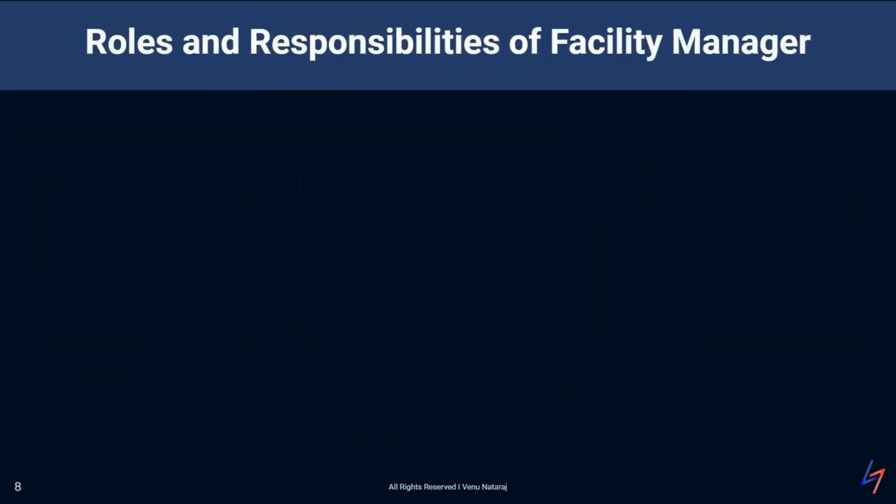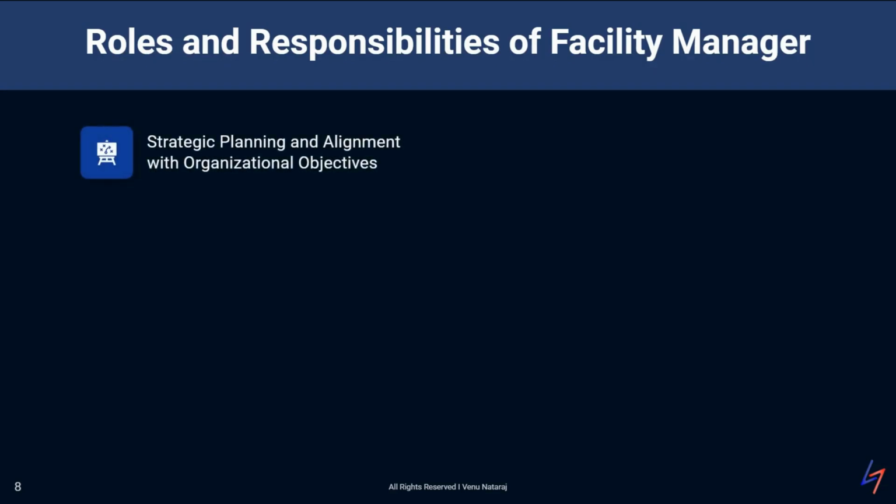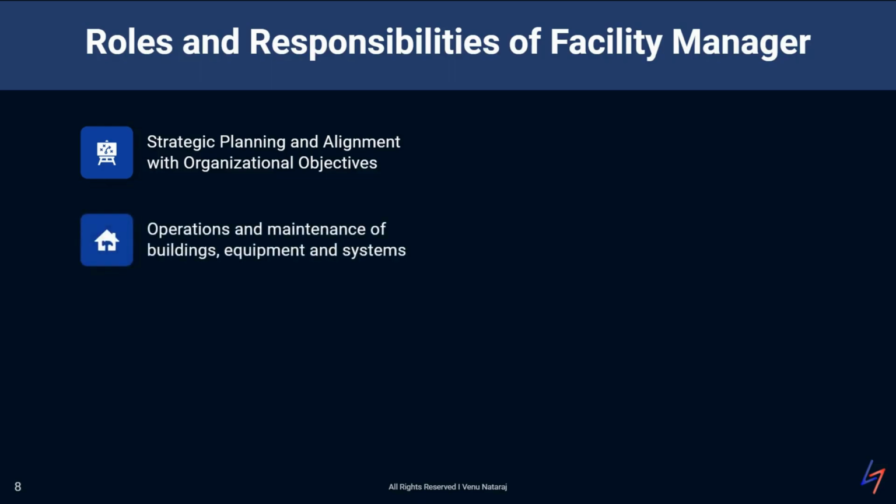Let us now try to understand the roles and responsibilities of a facility manager. A facility manager has a multifaceted role, which includes strategic planning and aligning facility management goals with the organizational objectives. For instance, in tech companies like Microsoft, facility management plays a role in shaping workspace strategies that support innovation. Operations and maintenance of buildings, equipment, and systems. This includes ensuring everything from electrical systems to elevators is operational in the building.